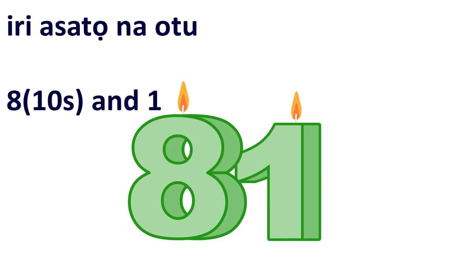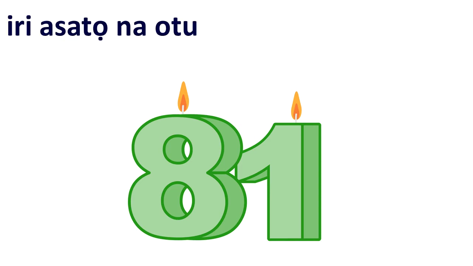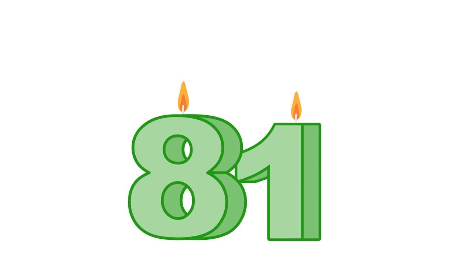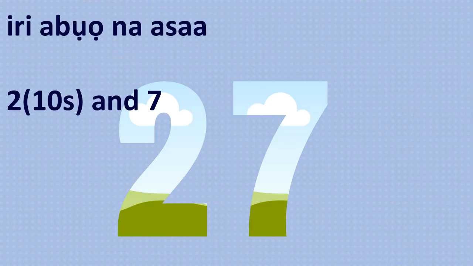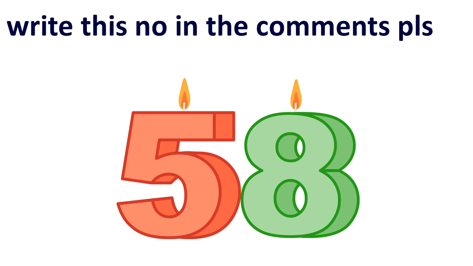Iri asatọ na otu. 8 tens and 1. Okay, that's just how to name these numbers. All right. So this is 20 and 7. Iri abụọ na asaa. Okay, you just derive it.